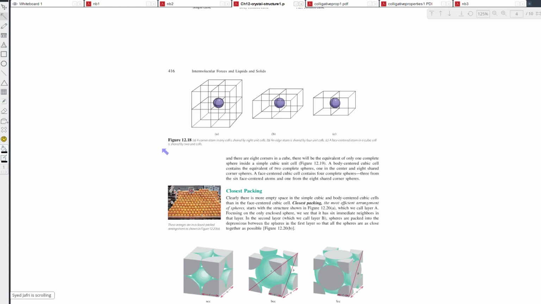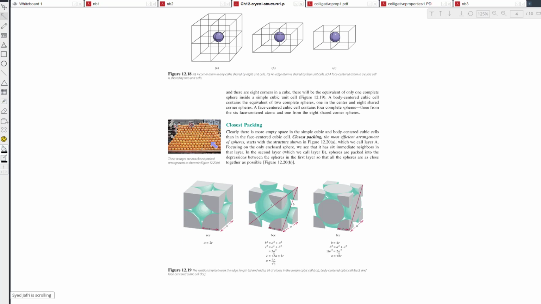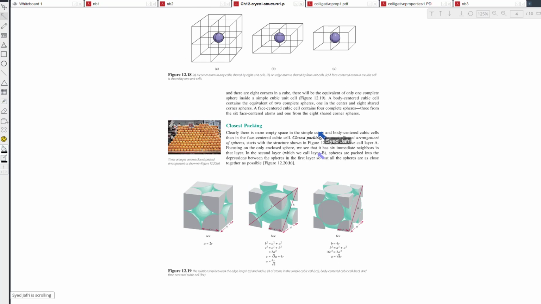In the face-centered case, the situation is different. The values are already given here in the closed packing: a face-centered cubic cell contains 4 complete spheres. So in the simple cubic you have only 1 belonging to the cell, if you take an average. In the body-centered, 2. And in the face-centered, 4.